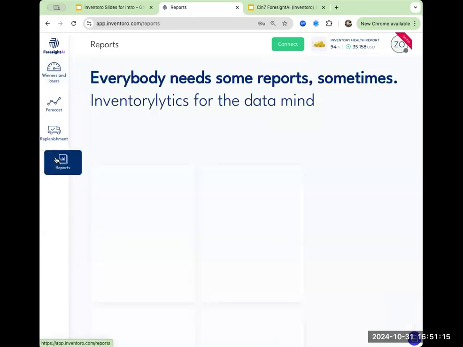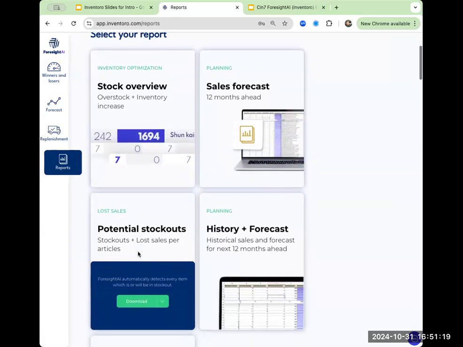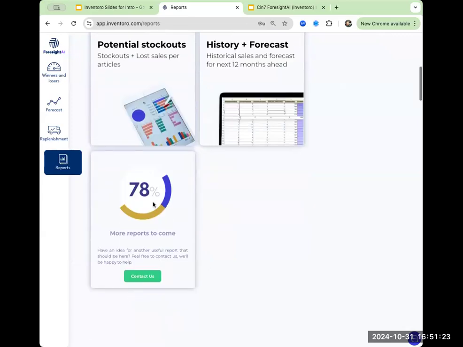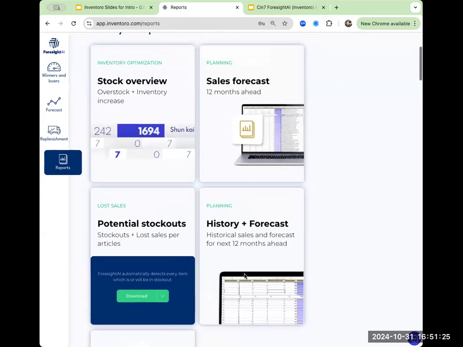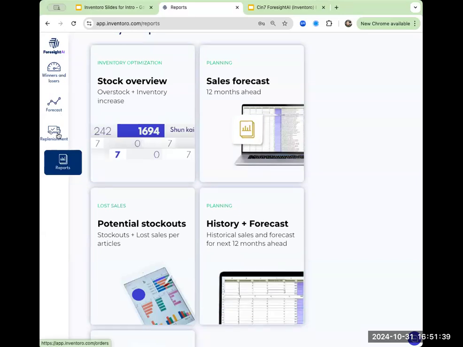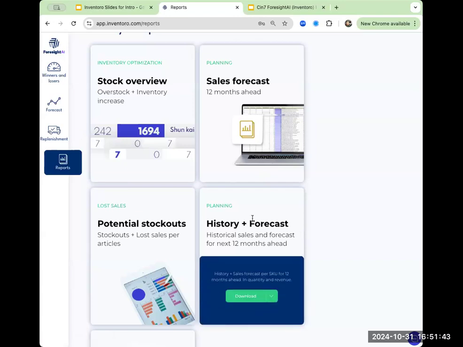We also have some reports available to you. We have stock overview, sales forecast, potential stockouts, history and forecast, and we can do some custom reporting for a fee. I like to tell folks in the beginning to use this history and forecast one because it does kind of help you check what you've been ordering in the past and what you've been selling in the past, as well as kind of a guidance for, are your replenishment proposals on track with what you've ordered in the past, or are they way off?